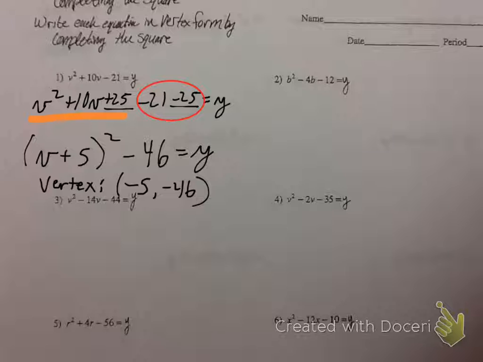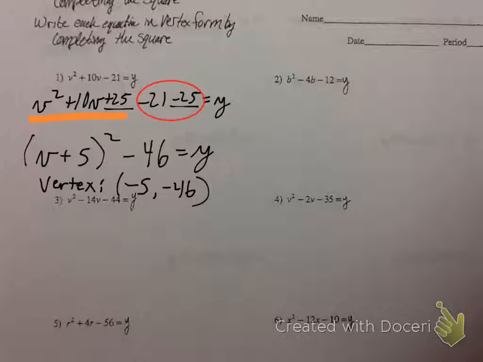It depends on what they're asking for. If it's wanting vertex form, that's your answer. If it's wanting the vertex, that's your answer. I want both. So, just to get the x of the vertex, you can just look at the thing in the parentheses and change the sign. Yes, that's it.